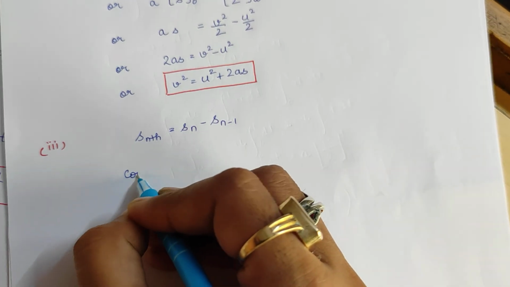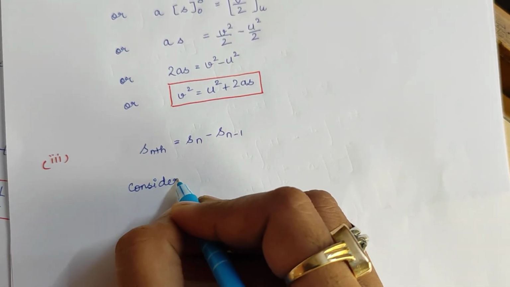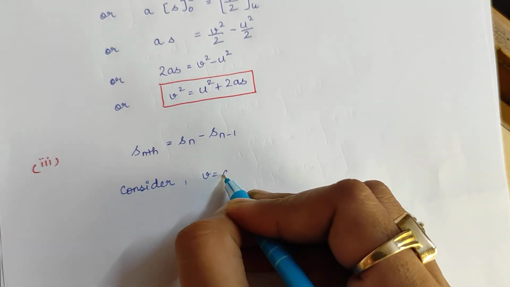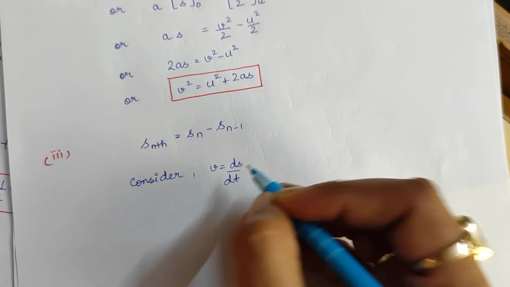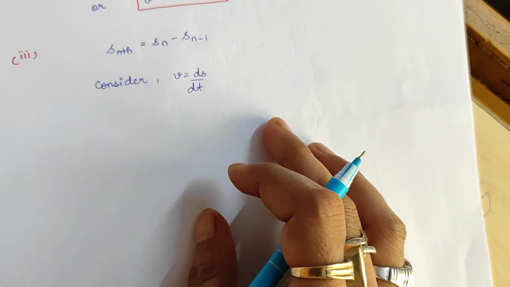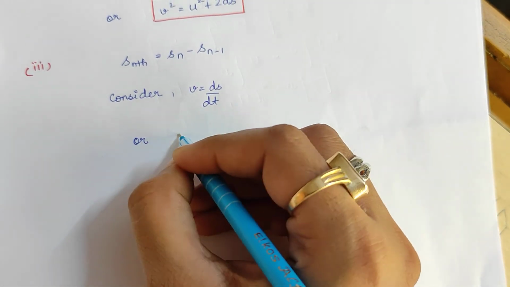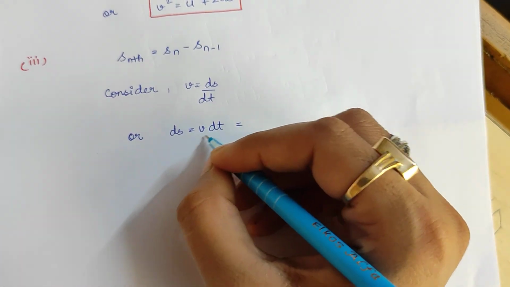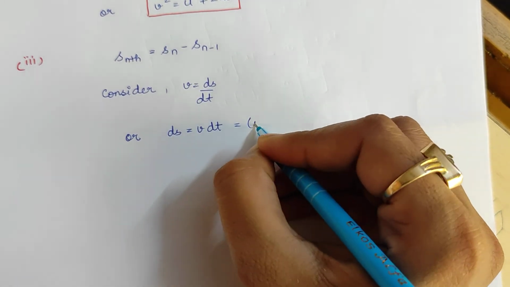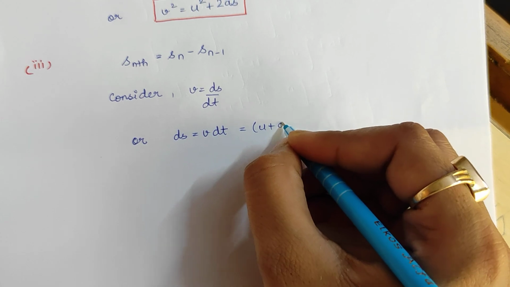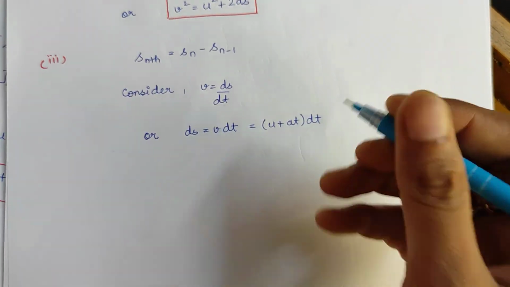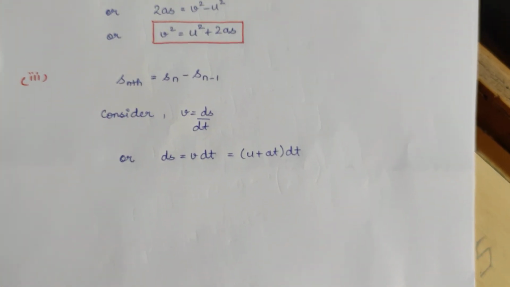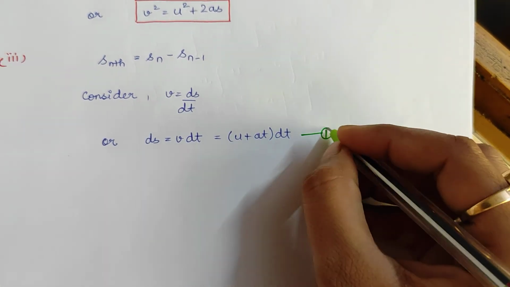We'll first consider the velocity of an object, which is ds by dt. Now we'll rearrange it, so we get ds is equal to v dt, and putting the value of v from the first equation of motion, we get u plus at dt. Fine. Let us mark this as 1.